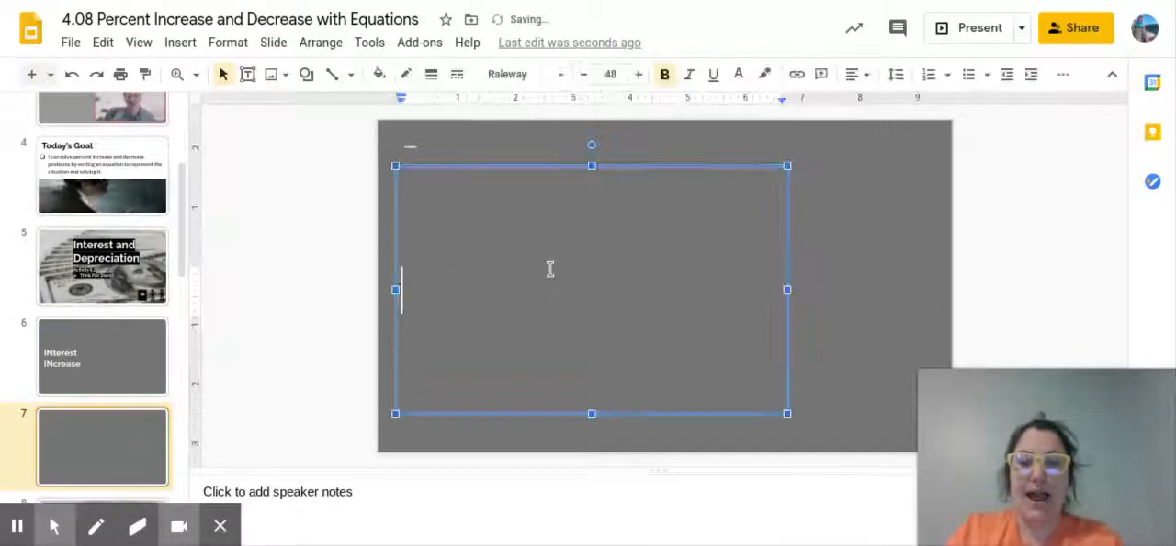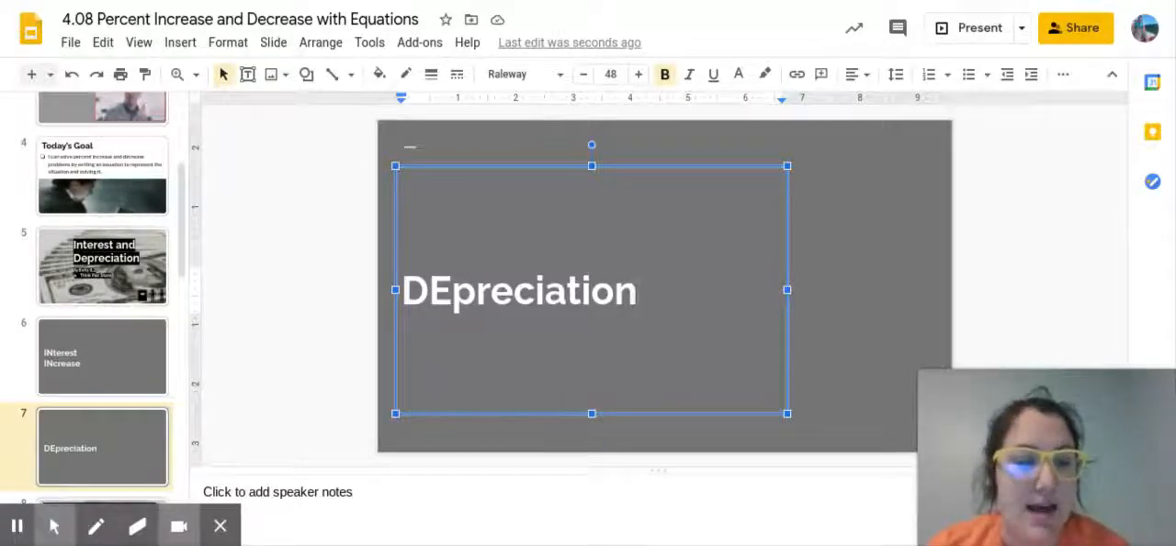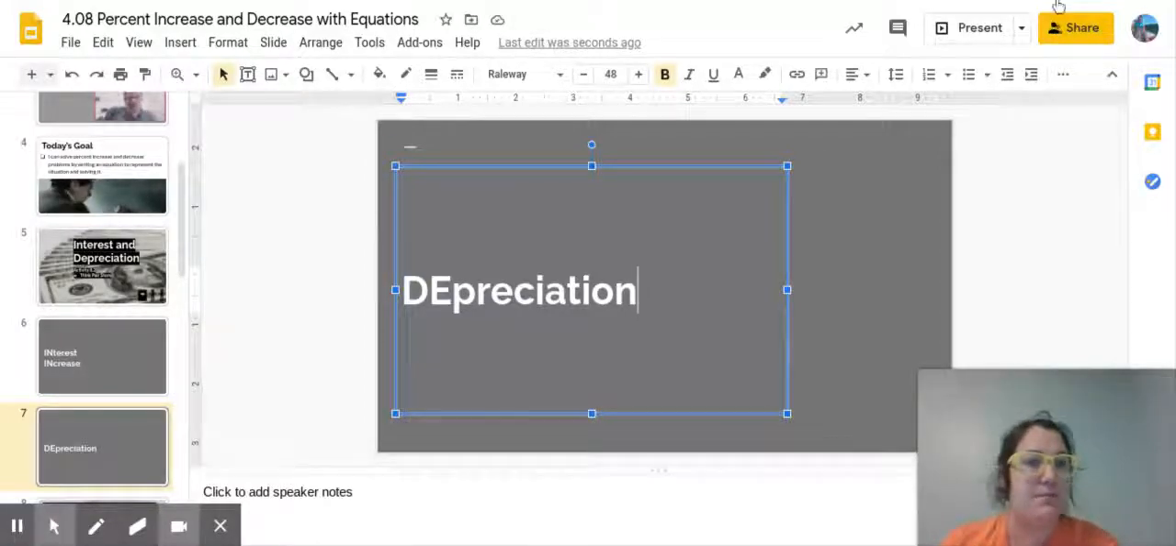The other word we have is depreciation. Okay. I want you to look at this word before we break it down. What do you notice in this word when we say depreciation? Is there anything that really stands out to you that may help you understand this word? Or maybe something that helps remind you if it's an increase or a decrease? Think about that for a minute.